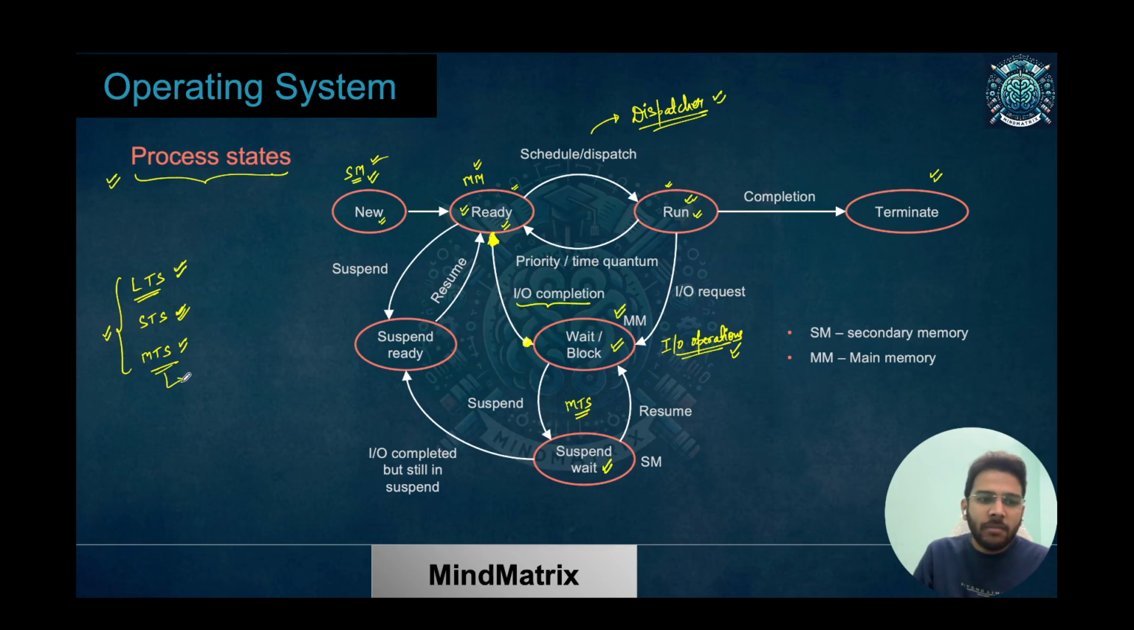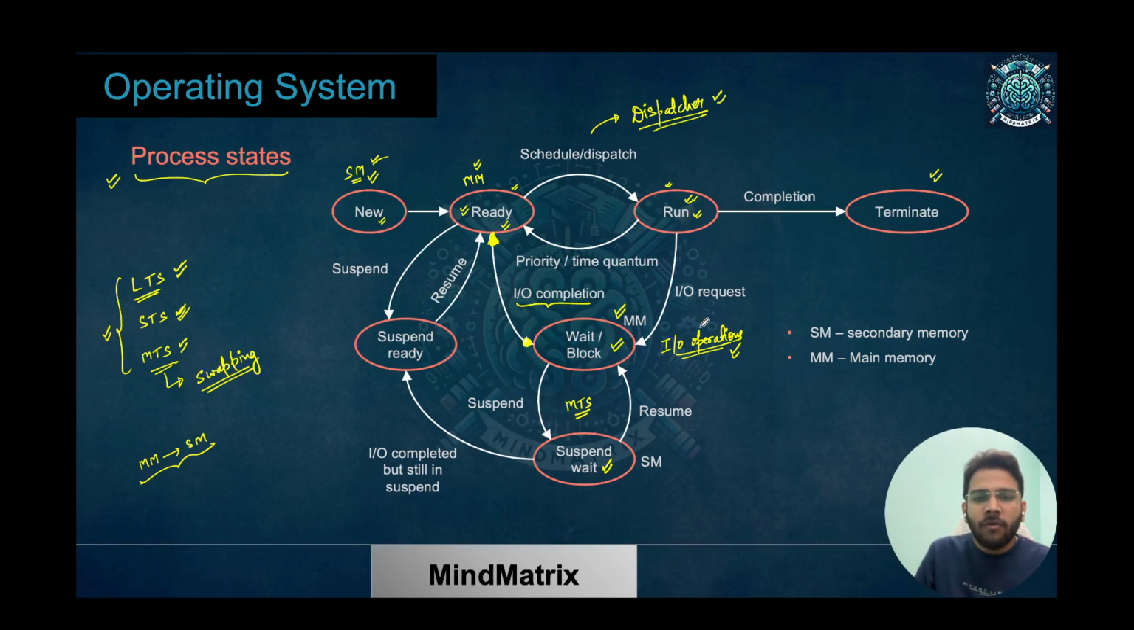So basically the medium term scheduler is responsible for swapping. Now this is one new term for you, swapping. Swapping means shifting the process from main memory to secondary memory.